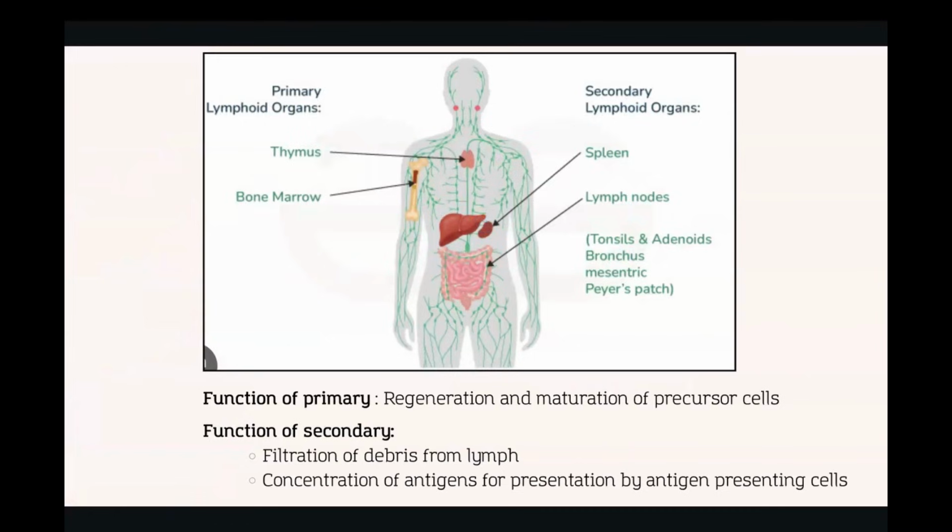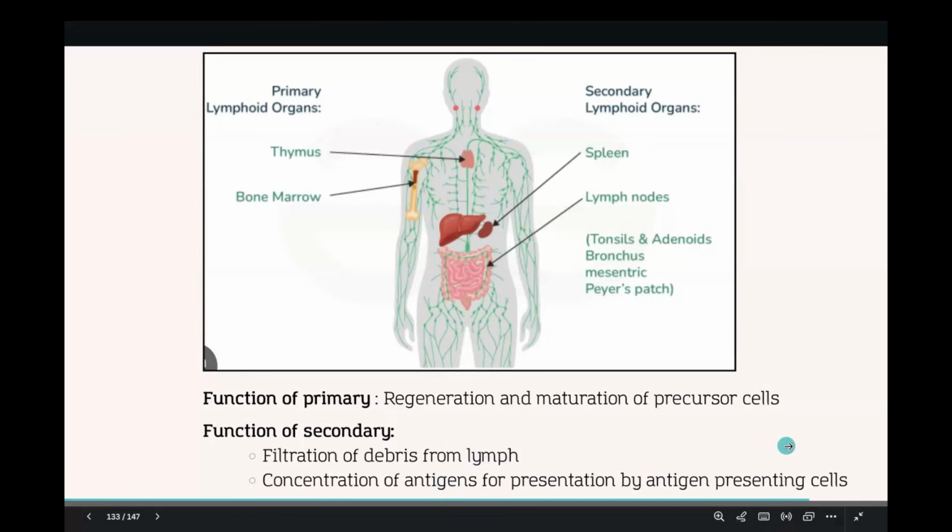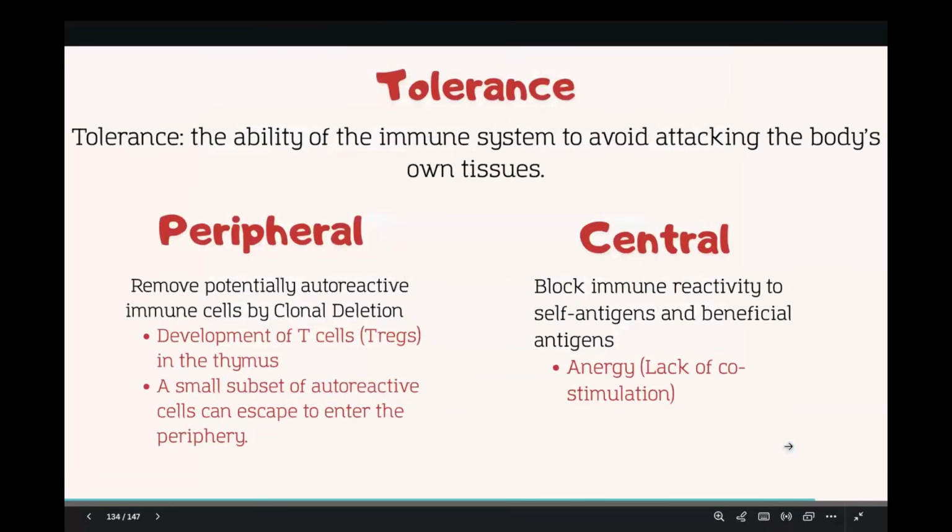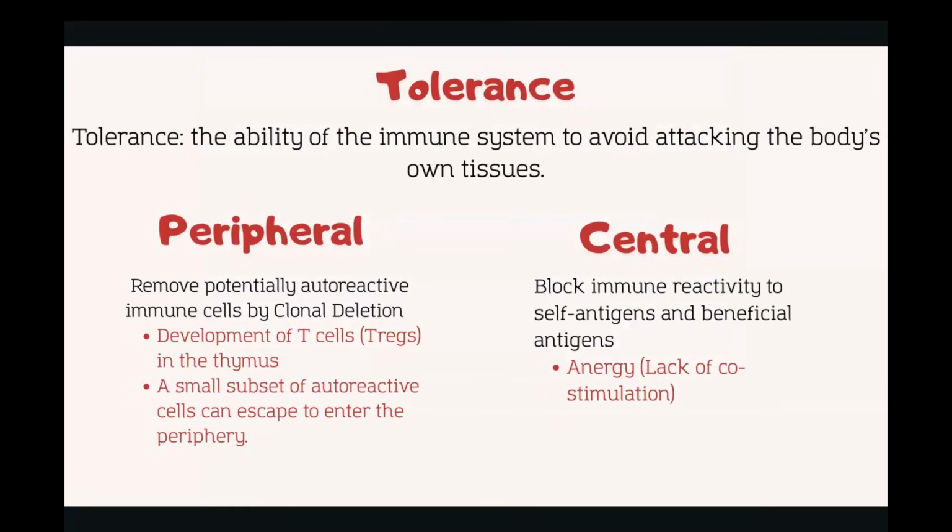The function of primary is the regeneration and the maturation of the precursor cells. The function of the secondary is basically concentration of antigens for presentation by antigen presenting cells. Now, there is this concept called tolerance. What is tolerance? Tolerance is the ability of the immune system to avoid attacking the body's own tissue.